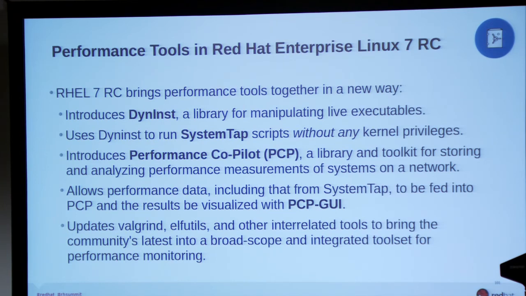Now, in RHEL 7, we're both updating a number of these components and also adding some new ones. So Dyninst is new in RHEL. It's a library for manipulating live executables. And SystemTap has been updated so that you can run SystemTap scripts via Dyninst, and so you don't need kernel privileges anymore. You've got a pure user land mode. We're planning to introduce Performance Copilot. This is a library and toolkit for gathering performance measurements from applications, servers, and networks, and then visualizing and responding to those. And a number of these tools and libraries integrate really nicely as well.